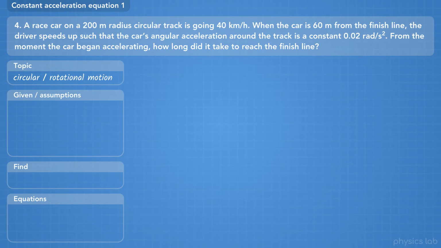There's a lot going on in this problem, so let's read that again and draw what the situation might look like. A car is on a 200-meter radius circular track. So let's draw a circle and label the radius r, and write down 200 meters in the given information box. The car is going 40 kilometers per hour, and at this initial point in the problem, the car is 60 meters from the finish line. So let's pretend the finish line is at the right side of the circle, and draw a dot representing the car, and an arrow between the car and the finish line.